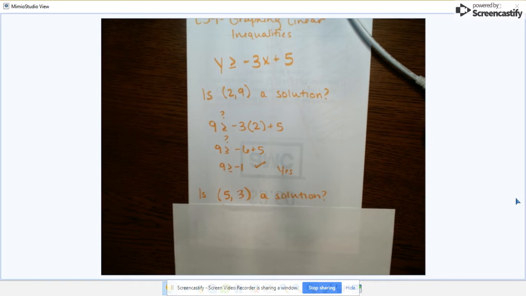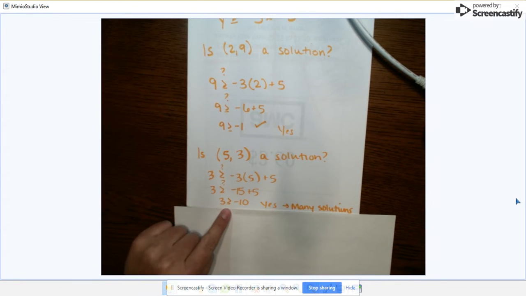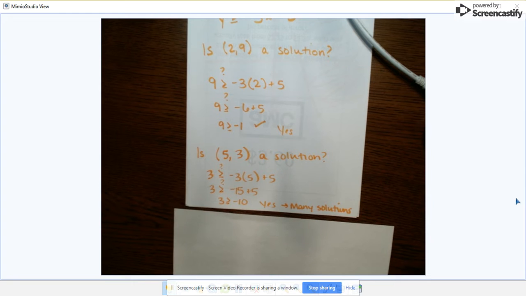Again, we can test another point, (5, 3). Similarly, we get that 3 is greater than or equal to negative 10, which is true. This leads us to see that there are more than just one or two solutions to every inequality.